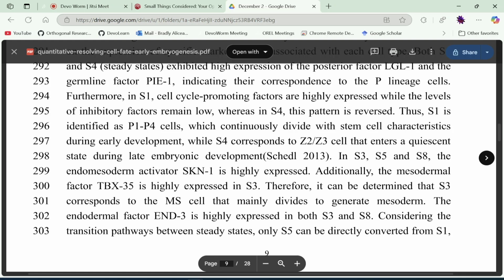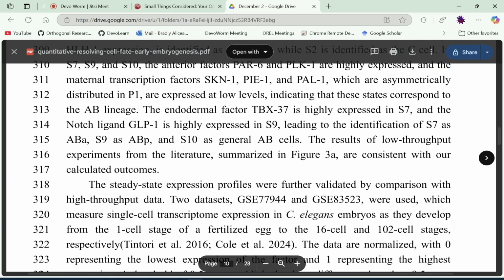So in MS, for example, that founder cell, which is in the posterior end of the worm, so that starts with this posterior asymmetry, that's going to mainly divide to generate mesoderm. So we can actually identify from these steady states the appropriate founder cell, and then from that we can say something about the downstream effects of that. That's basically the logic here.